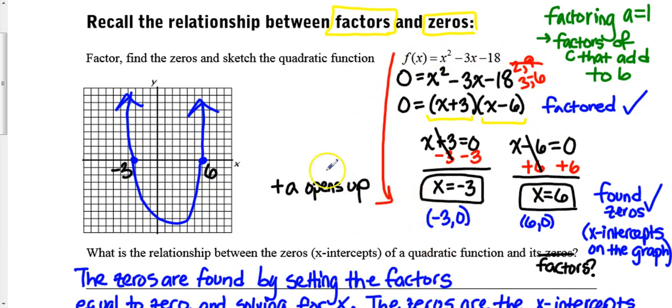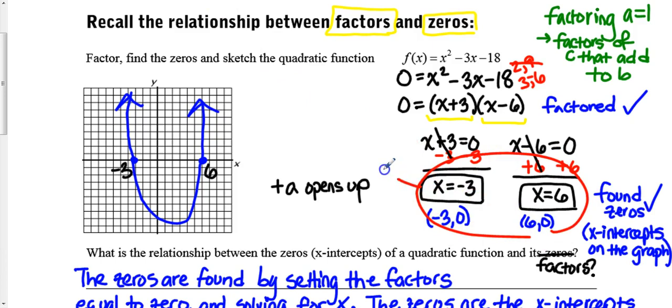So this is our prior knowledge. We've done this. Starting today, we're learning how to work backwards. How to start with these zeros and end up with the original function.